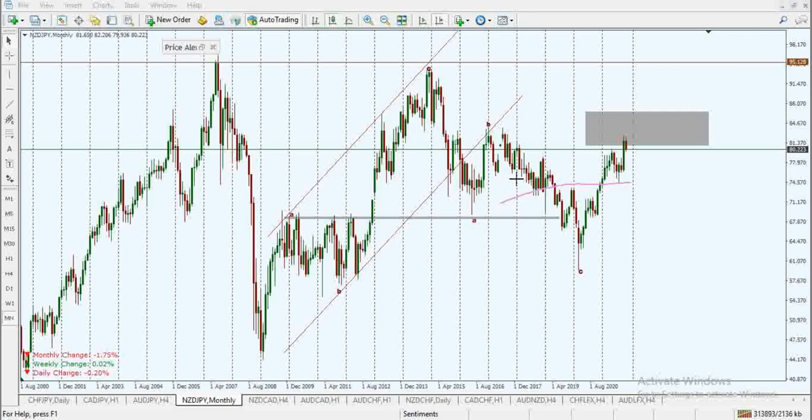Alright, so what is going to happen here is we're looking at this as a possible ABC for an A, we're looking at this as a possible B, and we're looking at this as a possible continuation to the downside.